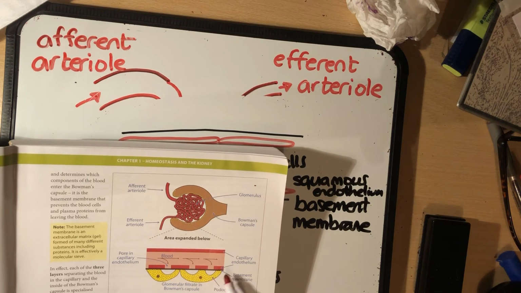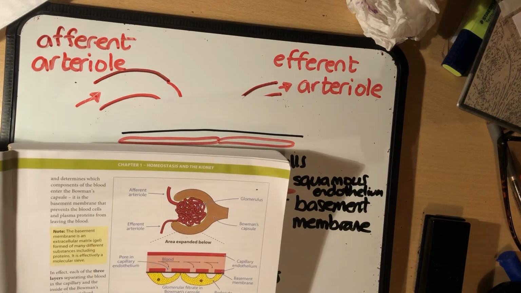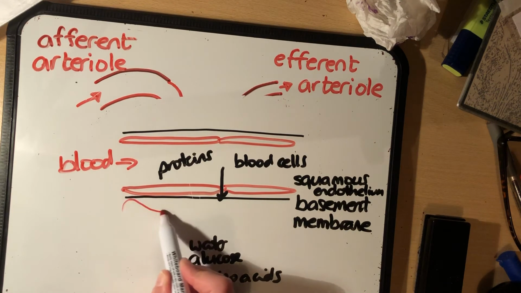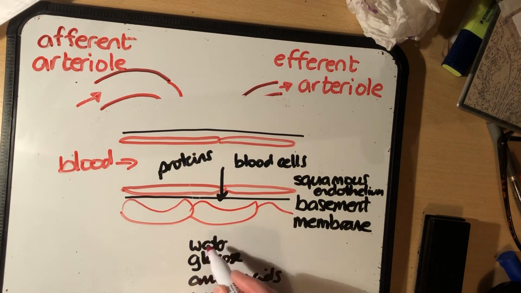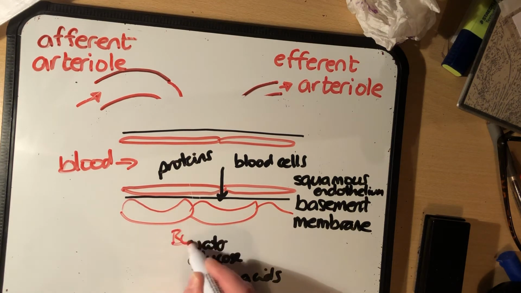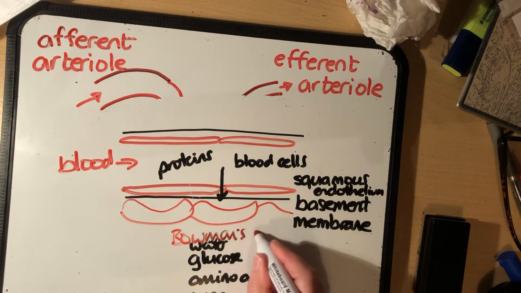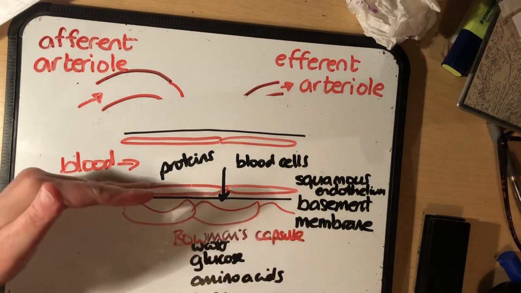And they've got this unusual thing. They've got these projections that come up at different angles, and there are basically filtration slits. The fluid can get through there and get into the Bowman's capsule. So we've got the podocyte cells, and then we've got the Bowman's capsule underneath here, the actual cavity here. So there's three things.